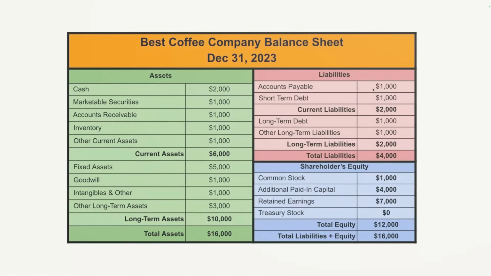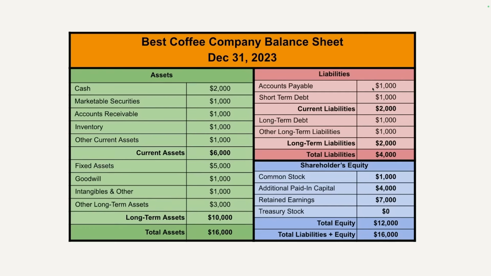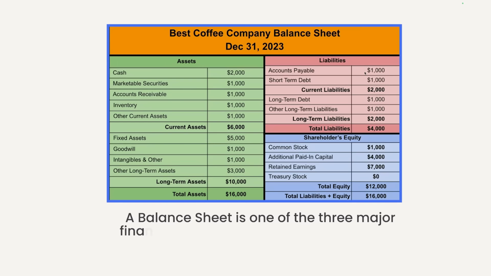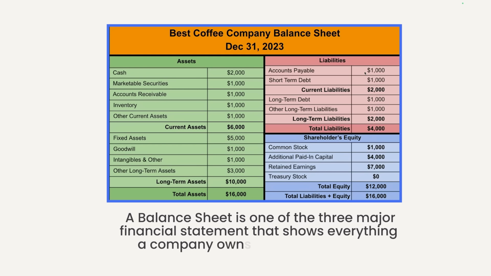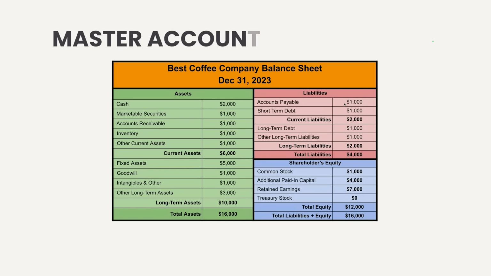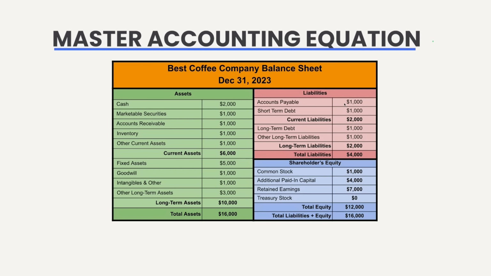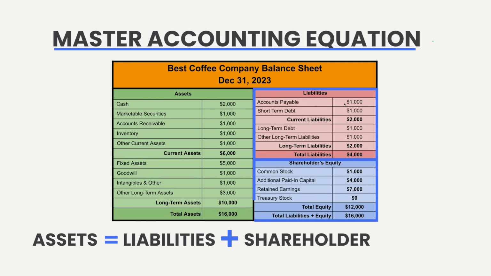Let's get started. First, let's make sure we all understand what a balance sheet is. A balance sheet is one of the 3 major financial statements that shows everything a company owns and owes to others. The balance sheet is ruled by the master accounting equation that states that assets must always equal liabilities plus shareholders' equity. These 2 parts of the equation must always be in perfect balance, hence the name of the balance sheet.